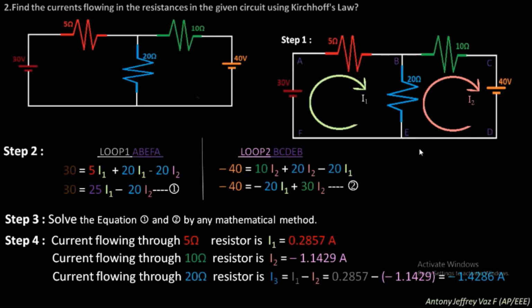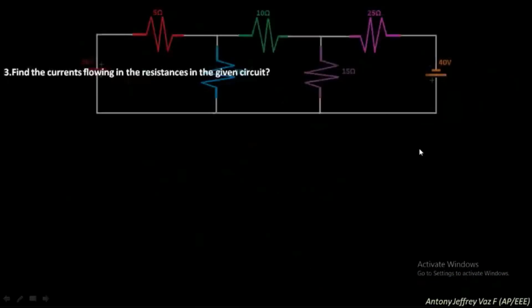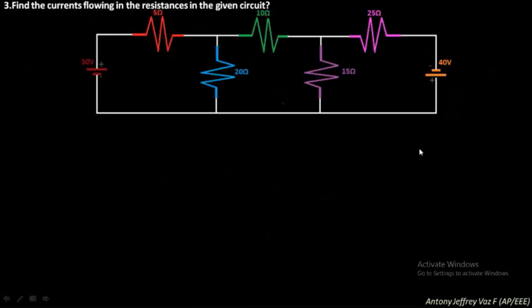Okay, let us move to the next problem. This is the same problem, but you are going to find three equations. There are three loops, so step one is the same. What you need to do is mark all the points A, B, C, D, E, F, G, H.